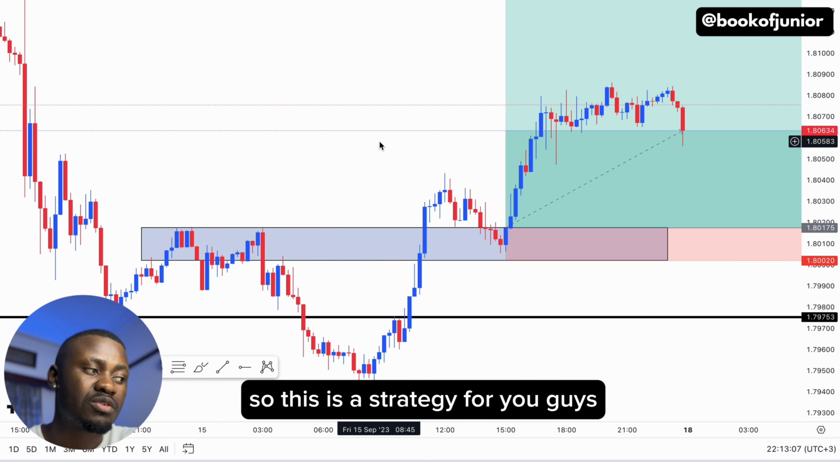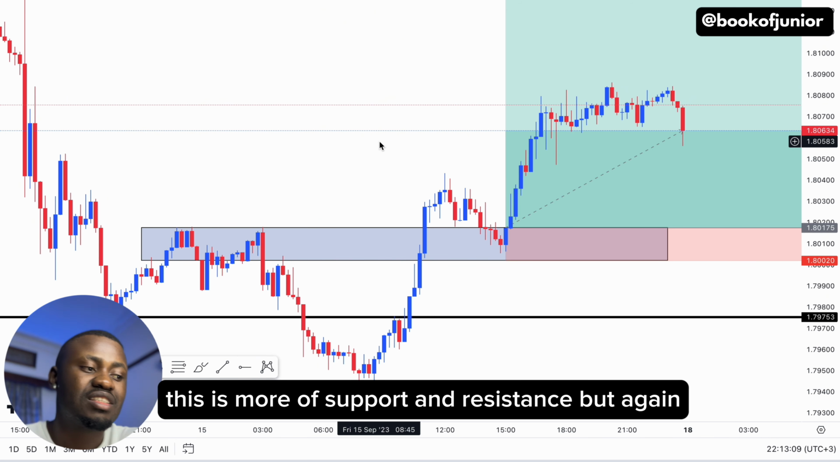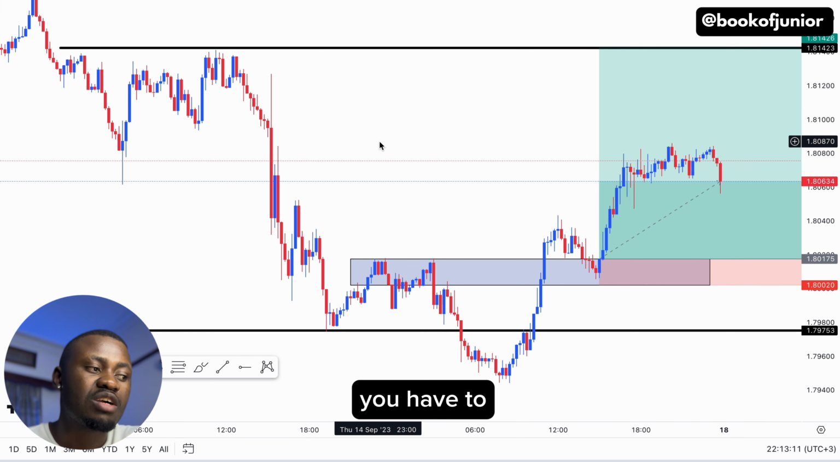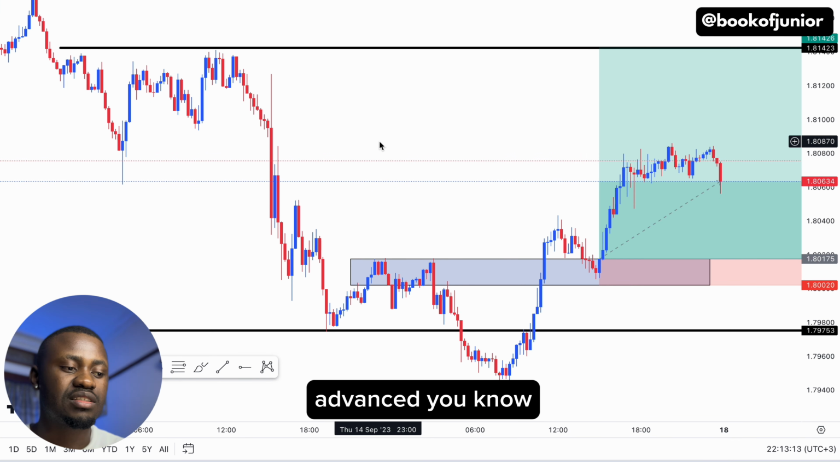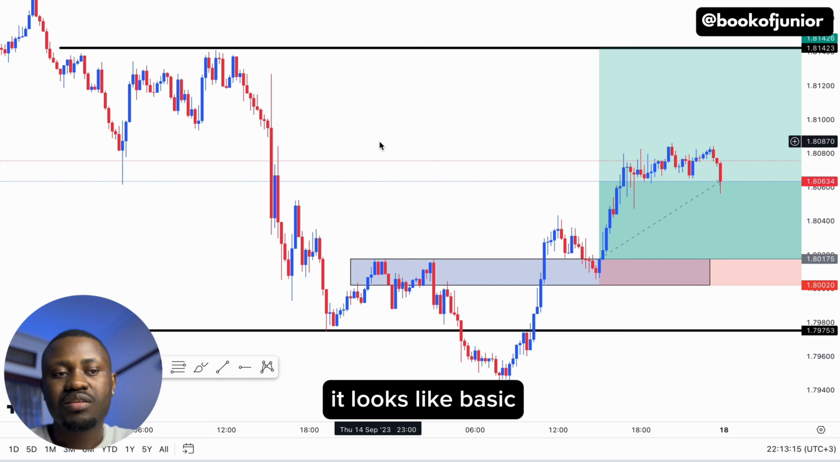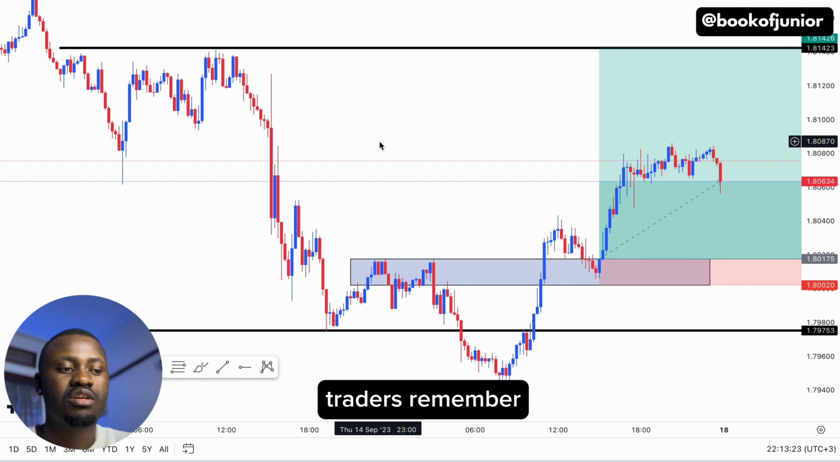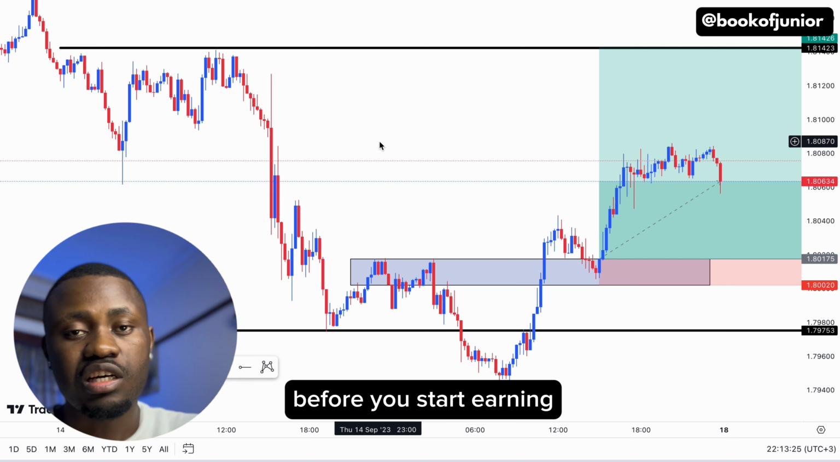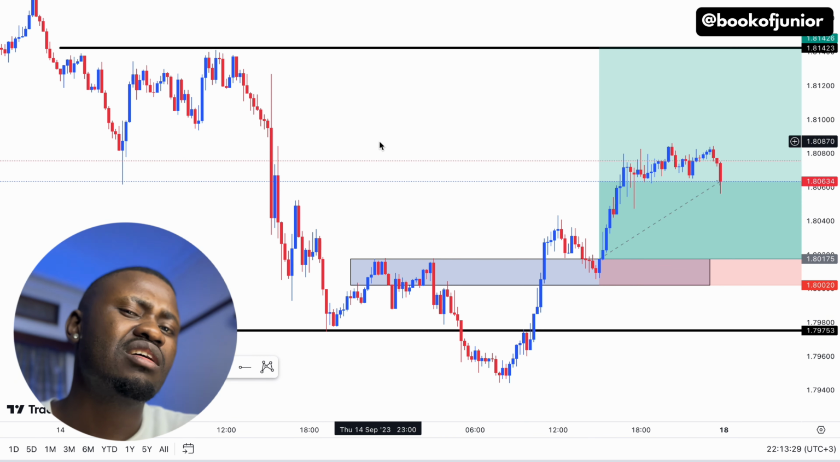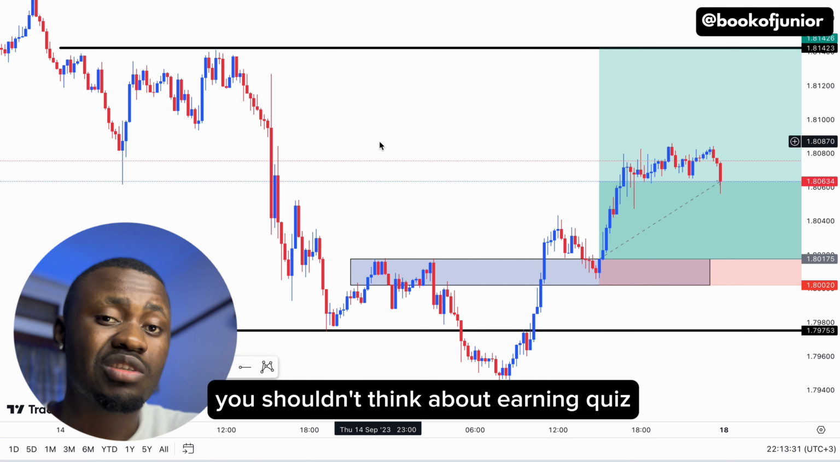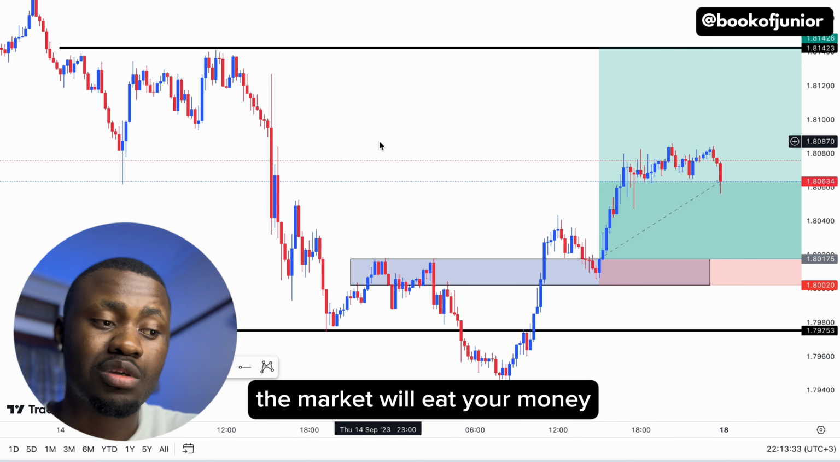So this is a strategy for you guys. Make sure to go and backtest it. This is more of support and resistance, but again, it's more advanced. It looks like basic, but again, it's more of advanced. Reason why traders neglect this. Traders love to go for the hard things and neglect these simple things, traders. Remember, before you start earning, you need to learn. So if you have not learned trading, you shouldn't think about earning, because the market will eat your money, traders.